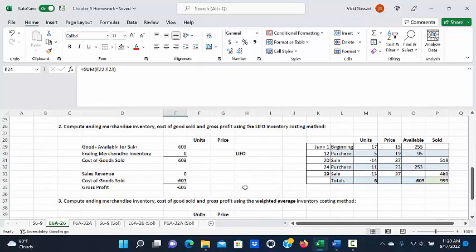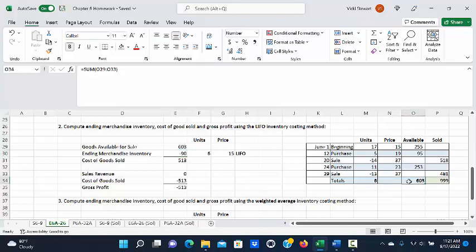In the second part, it asks us to compute ending merchandise inventory, cost of goods sold, and gross profit using the LIFO inventory costing method. LIFO stands for last in, first out. So for our ending inventory, those 6 items would be from the very beginning inventory, because we're saying that the last items would all have been sold. To determine ending inventory under LIFO, we would take those 6 units and use our earliest price per unit, which is $15.